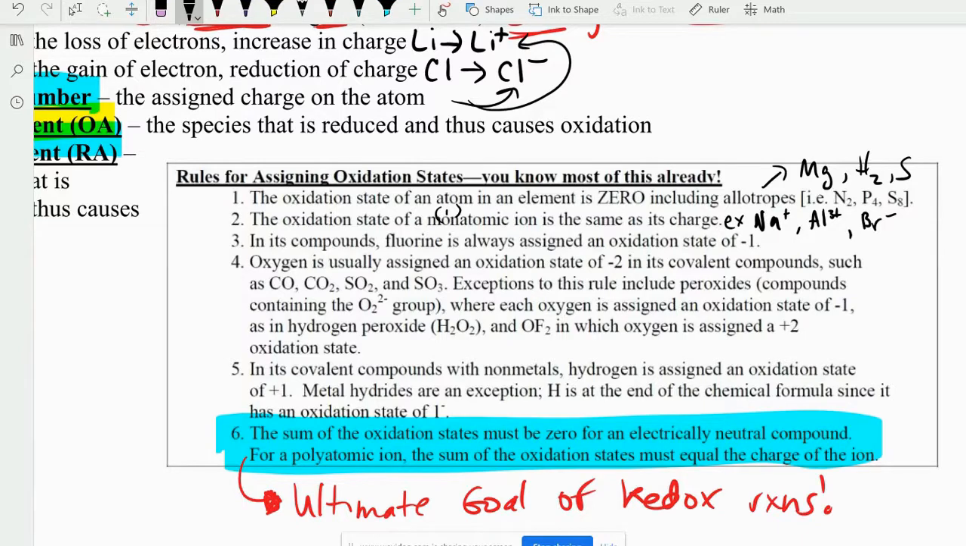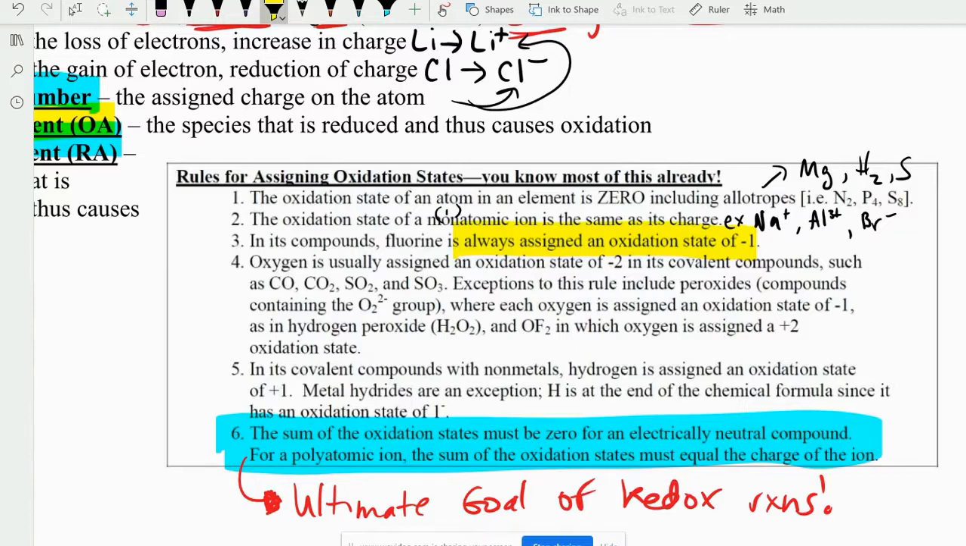In the third rule, in a compound, fluorine is always going to be assigned an oxidation state of -1. So if fluorine is bound to something else, it's always going to have an oxidation state of -1. Now, if you look at where fluorine is in the periodic table, it's almost typically going to form a -1 anyway. Okay, so let's go to rule 4.